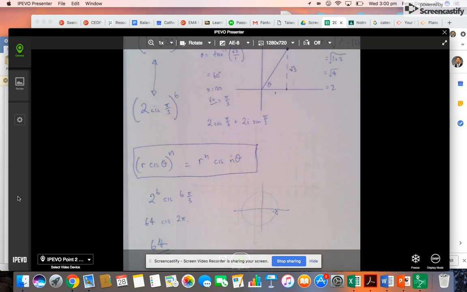Okay, hopefully that's cleared up, and that will show us what De Moivre's theorem is when we talk about that next lecture. Thanks.